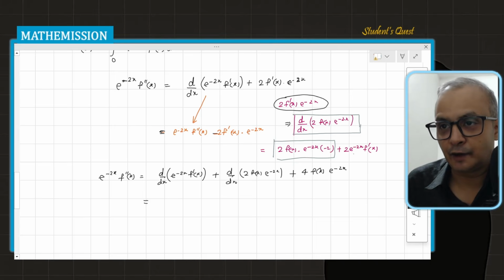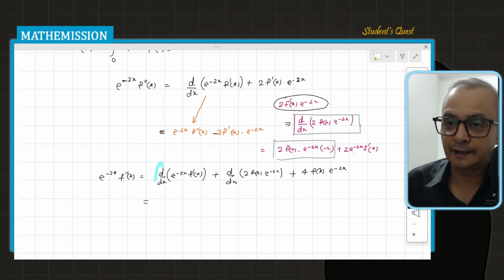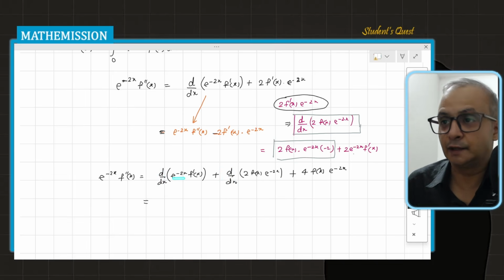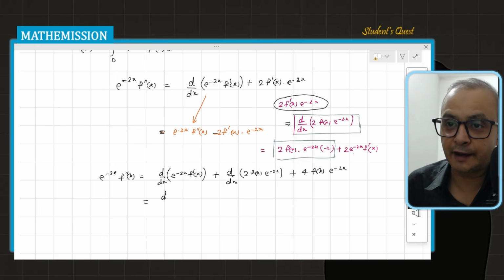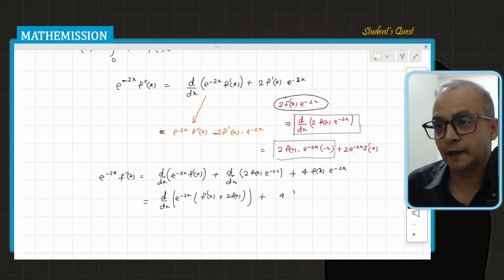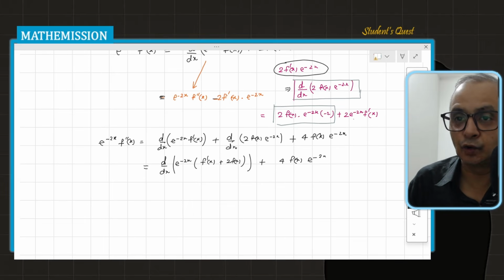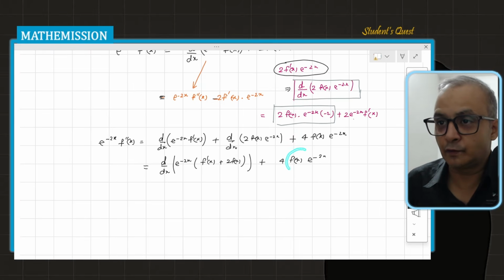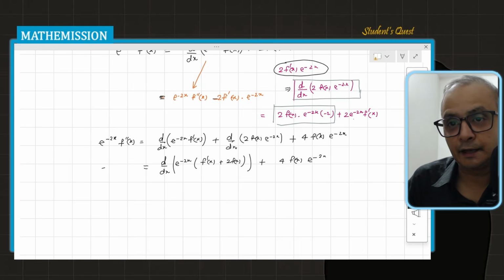So what we can do here now, I can collect this d by dx and d by dx with e to the power minus 2x together. What I mean to say is that I can write d by dx of e to the power minus 2x into f'(x) plus 2f(x), and plus 4 times f(x) e to the power minus 2x. Now you notice that it's a cool thing, we have already achieved what we were aiming for. So here e to the power minus 2x f'(x) I already have.